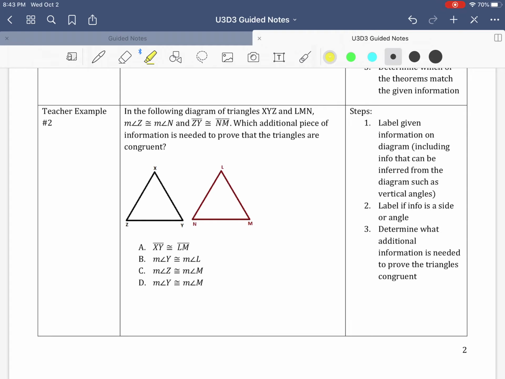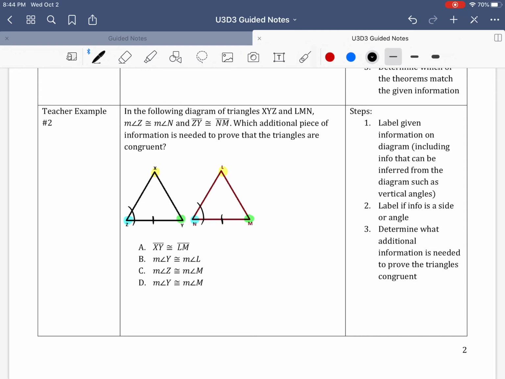So again, I'm going to start by highlighting our corresponding angles. So here we have X and L, M and Y, and N and Z. Those are my corresponding angles. I also know that angle Z and angle N are congruent, and ZY is congruent to NM. So I was able to label all of my given information. In this particular picture, there is no additional information that can be inferred from the picture.